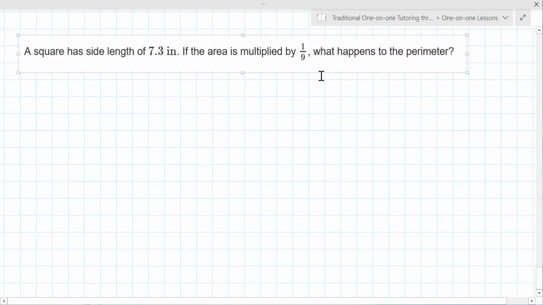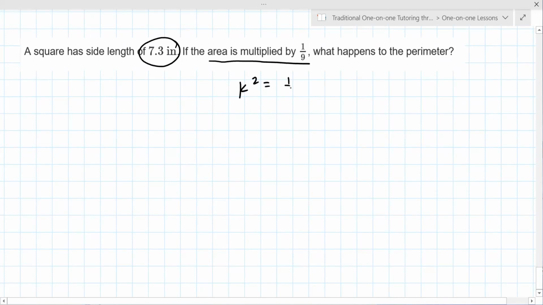Okay, a square has a side length of 7.3. If the area is multiplied by 1/9, your k squared is 1/9. What is the value of k? It's the square root of 1/9, and that's the square root of 1 over the square root of 9. What's the square root of 1? Just 1. Square root of 9?